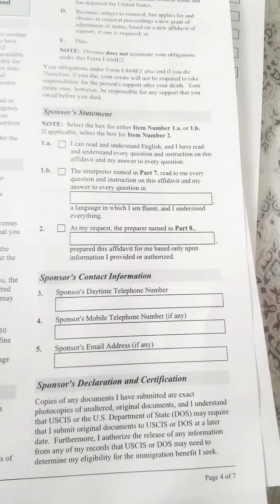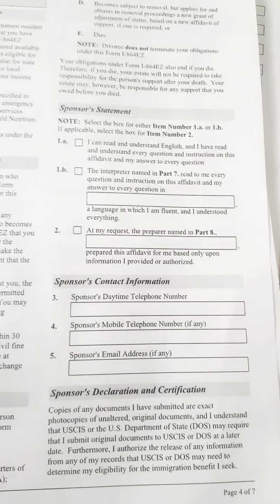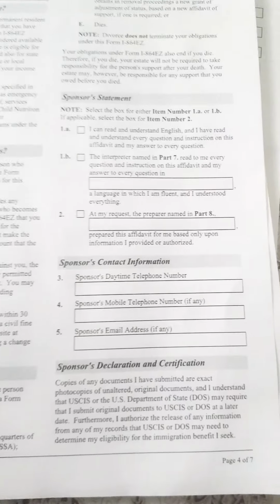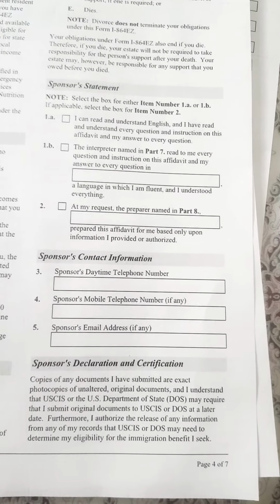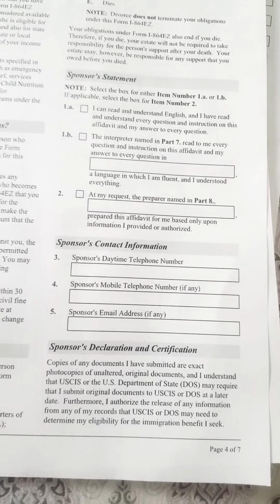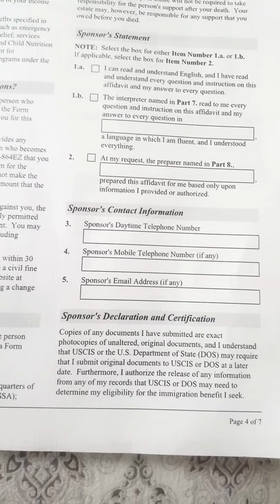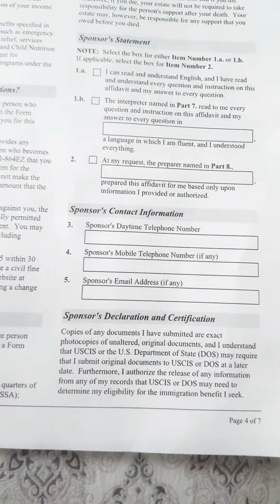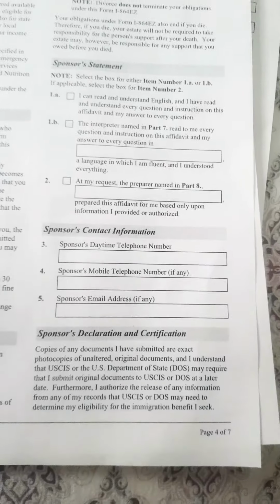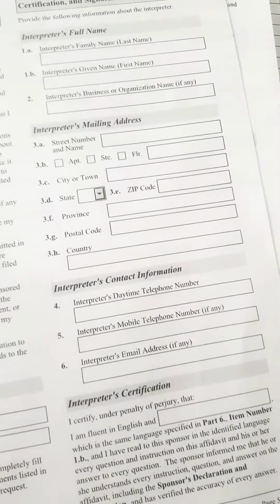Sponsor's email address, that's number 5. So we move over to the sponsor's declaration and certification. You have to read and understand everything they require from you. So let's move over to the next one.